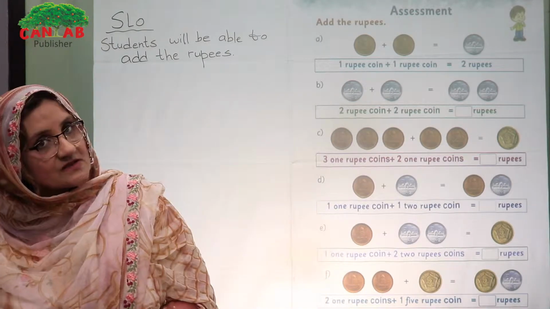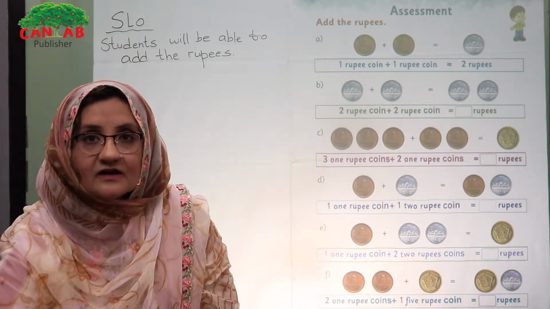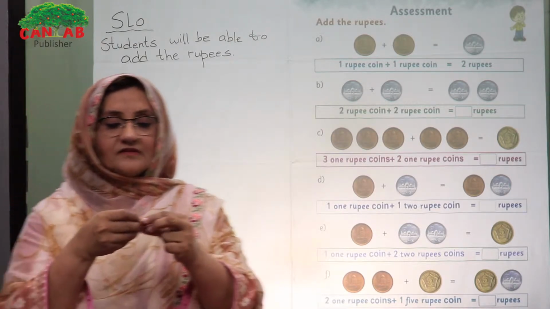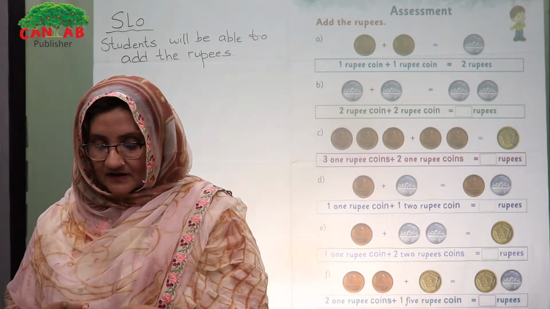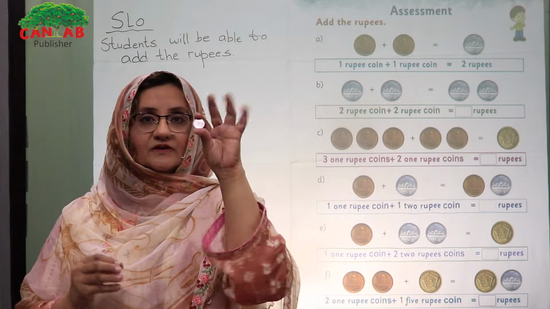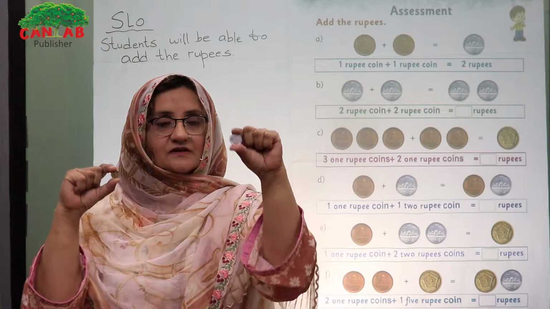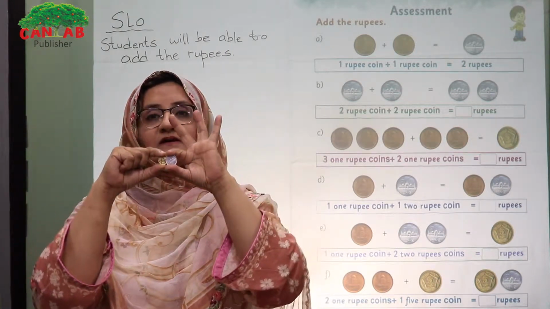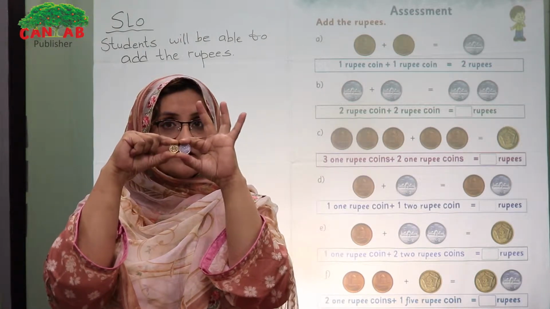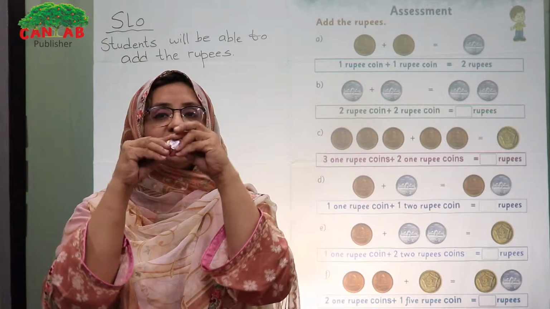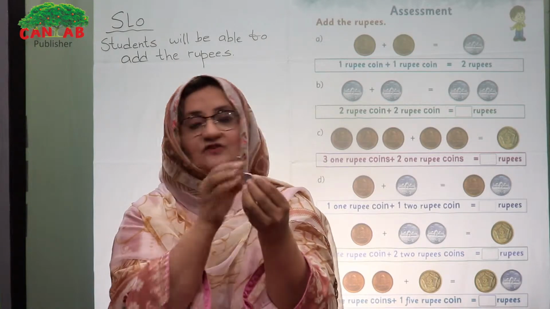Ali is a boy and his friend's name is Subhan. Ali is having 5 rupees with him and Subhan is having 2 rupees with him. Both of them added up their money. Now, how much is with them? They are having 5 plus 2, 7 rupees.